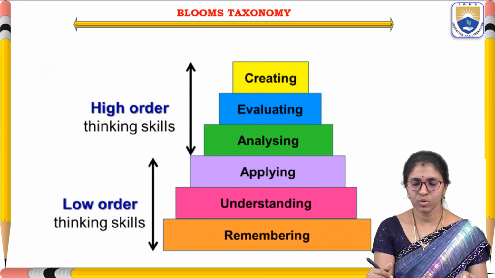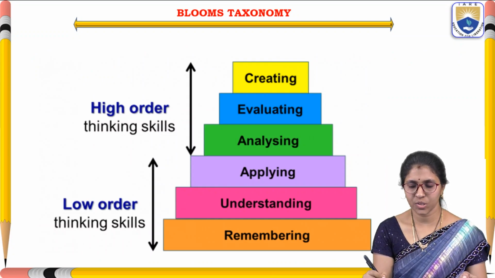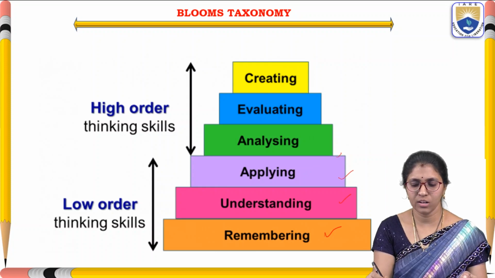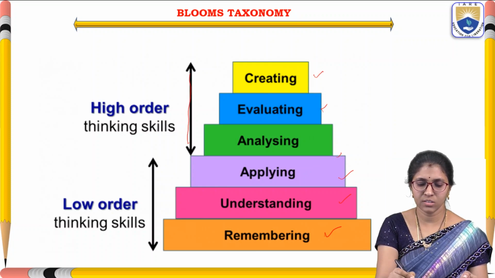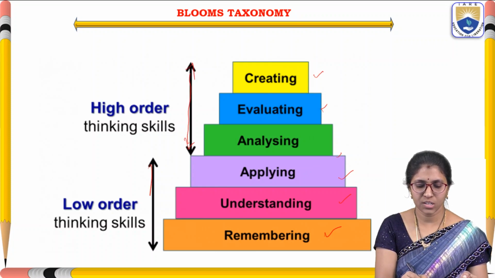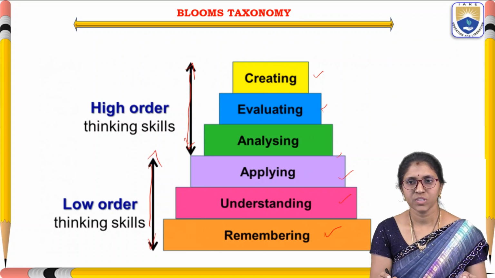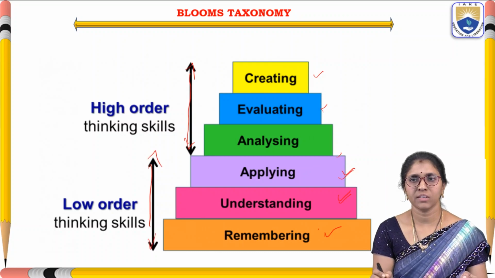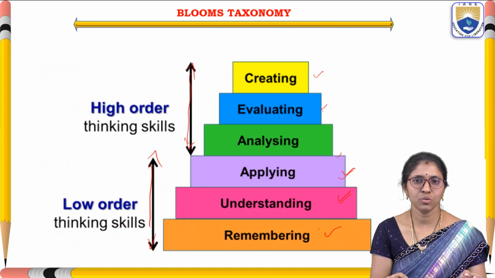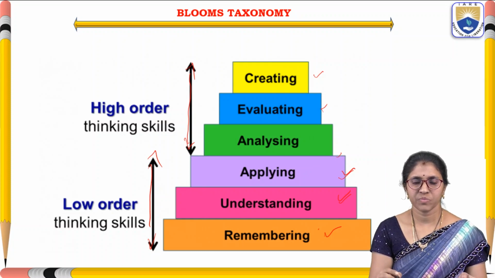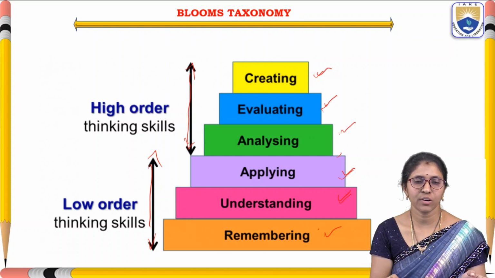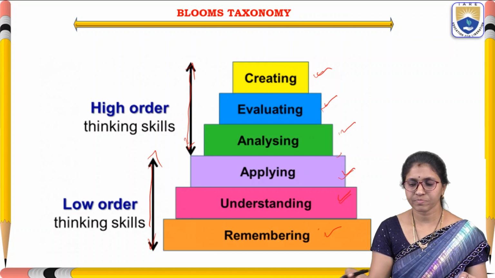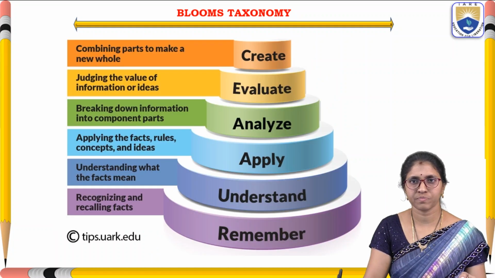Here is another representation of Bloom's taxonomy: remembering, understanding, applying, analyzing, evaluating and creating. These three, remembering, understanding and applying, are lower order thinking skills. Creating, evaluating and analyzing come under higher order thinking skills in Bloom's taxonomy.